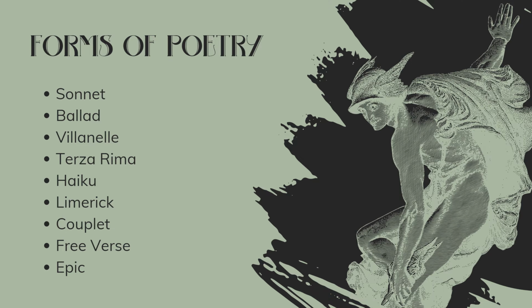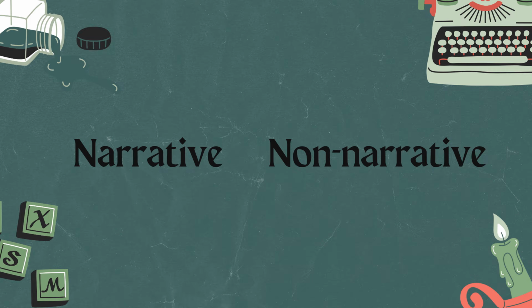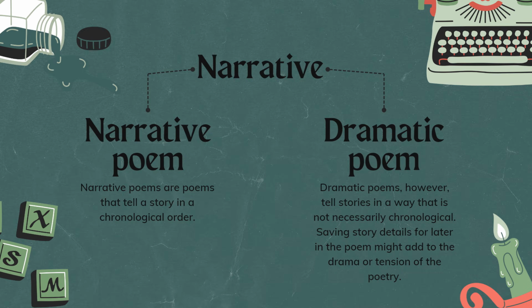There are many forms of poetry, but they can be divided into two broad categories: narrative and non-narrative. Narrative poetry can be divided into narrative poems and dramatic poems. Narrative poems are poems that tell a story in chronological order.